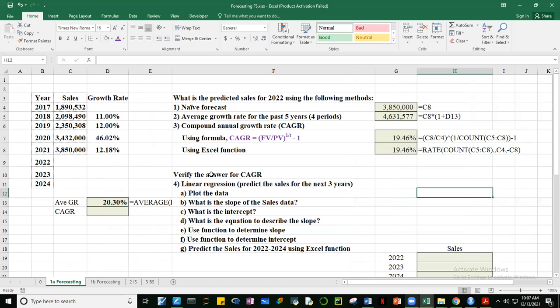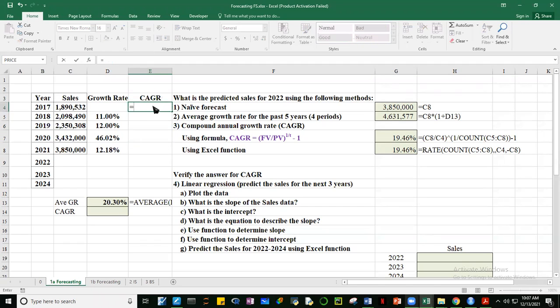Let's verify the answer for CAGR. Okay, how do we verify, guys, na ito nga yung 19.46, no? Okay, let's give this a name. Let's give this name CAGR. Okay, I'm giving it a name. Okay, so let's put here CAGR. Let's verify if indeed this is the CAGR. So how do we verify that? Paano natin verify na yun nga yung CAGR?